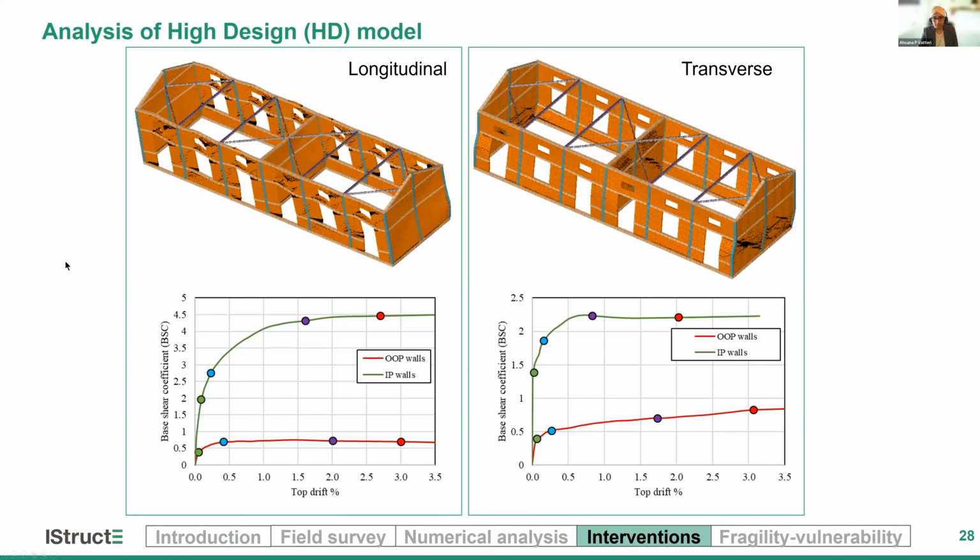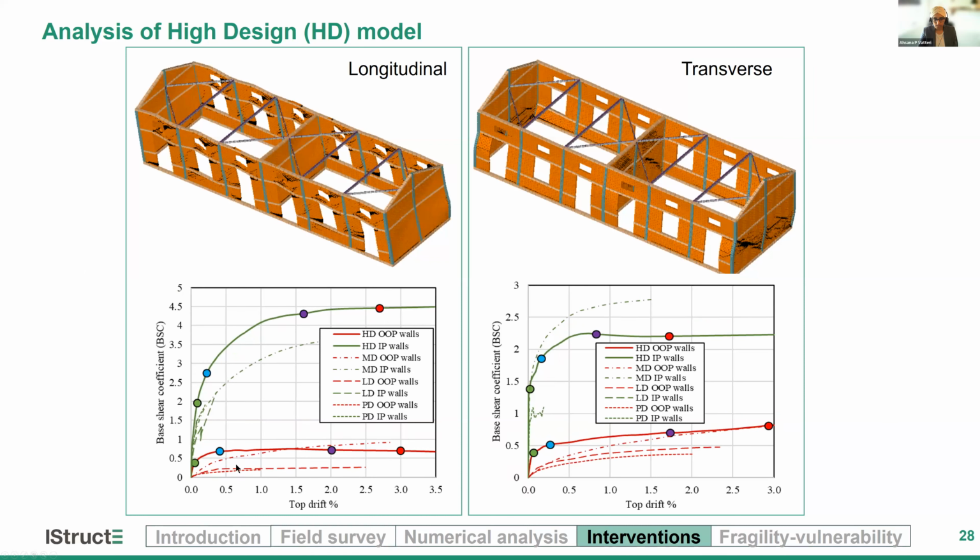And in the high design case, we see that in the longitudinal case, there is a significant improvement in the stiffness and the strength properties, and also the deformability. And in the transverse case, we see that it is arresting the local deformations of the out-of-plane walls. Instead, it is better distributing the capacity between the in-plane and out-of-plane walls. And you can see that these drift limits that are marked on these capacity curves, the slight damage, moderate damage, extensive damage, and collapse damage, get closer and closer as we improve the seismic design level.